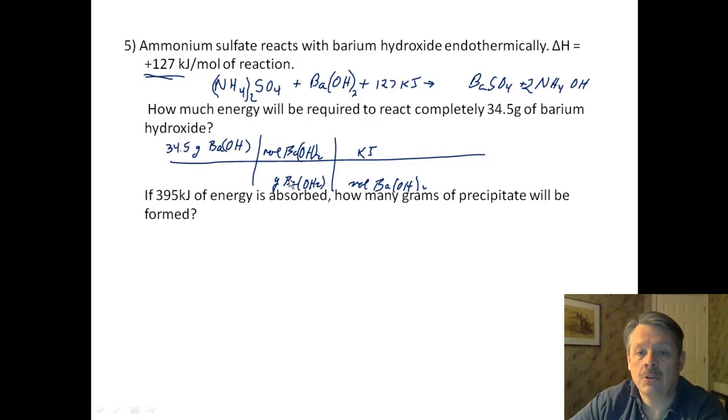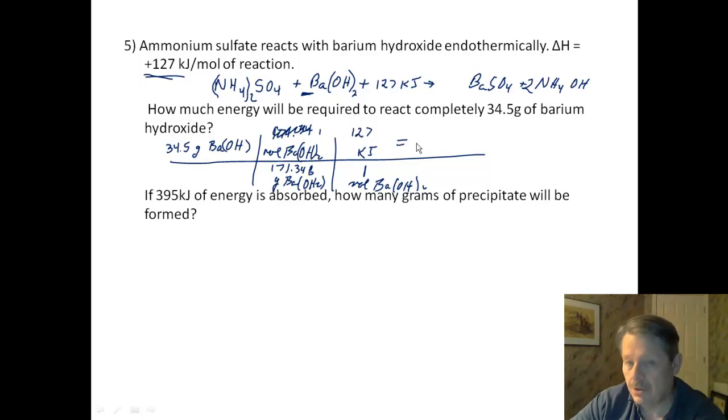So let's actually go through this. Grams of barium hydroxide. I have to figure out how much barium hydroxide weighs. Barium weighs a bunch, and then I have to multiply this part by 2. I've already done the math for you, and that's going to be 171.346. Good. 171.346 grams in 1 mole. And then I have to get rid of moles of barium hydroxide. Well, my moles of barium hydroxide, there's a 1 there, and it is consuming 127 kilojoules of energy. So if I do the math here, I get 25.6 kilojoules of energy.